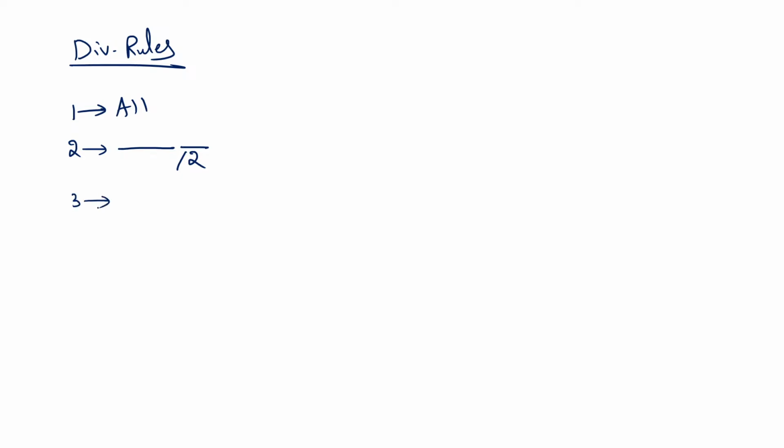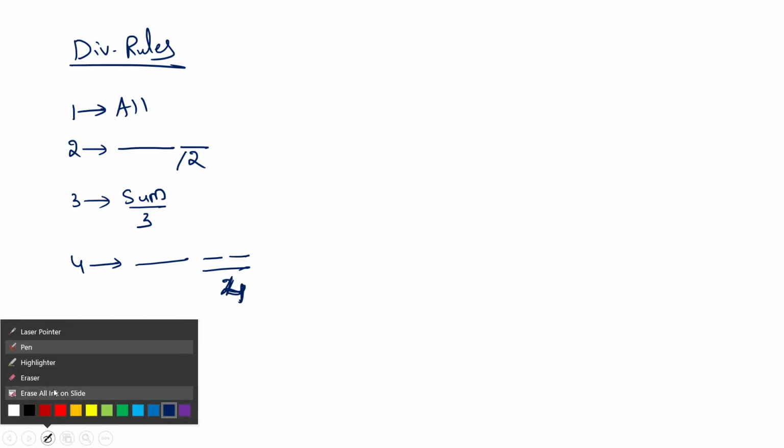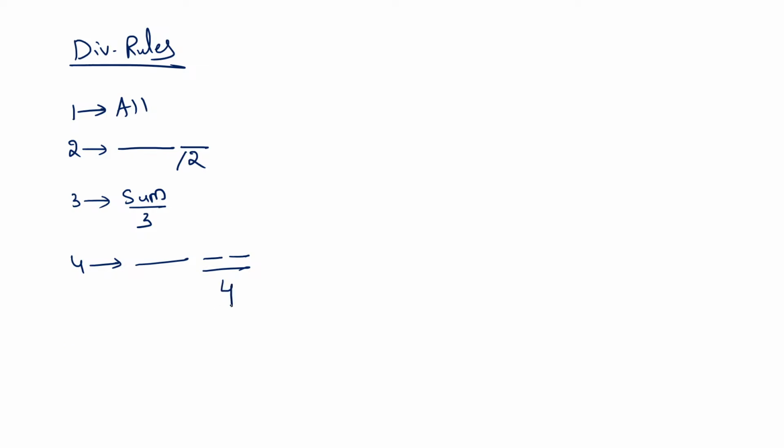What is the rule for 3? If you add all the individual digits, that sum should be divisible by 3. What is the rule for 4? If the last 2 digits are divisible by 4, then the entire number is divisible by 4. What is the rule for 5? The last digit should be 0 or 5. What is the rule for 6? Rules of both 2 and 3.